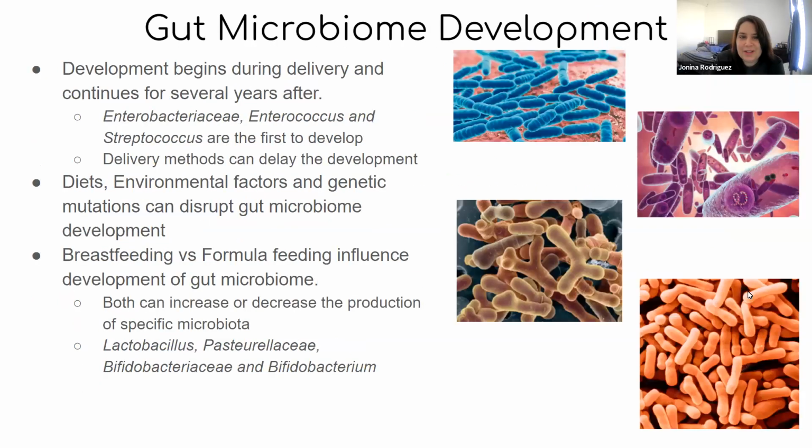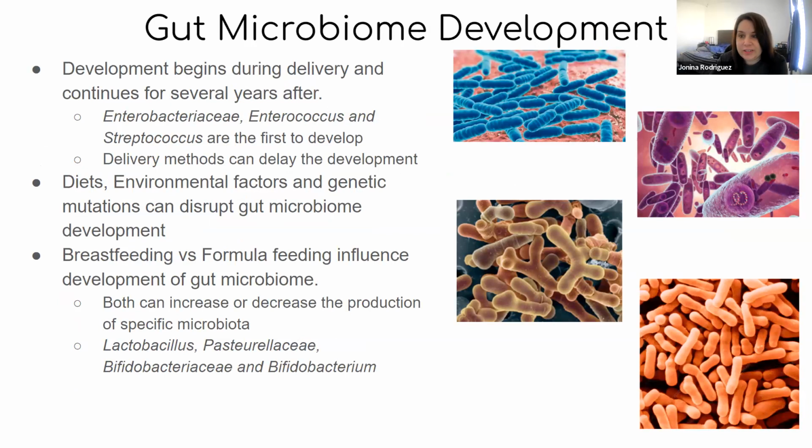So let's talk about the development of gut microbiome. So development starts to begin during delivery and continues after several years after we're born. So Enterobacteriaceae, Enterococcus, and Streptococcus are those first gut microbiome bacteria that develop to help jumpstart the rest of those species that will eventually develop over time.